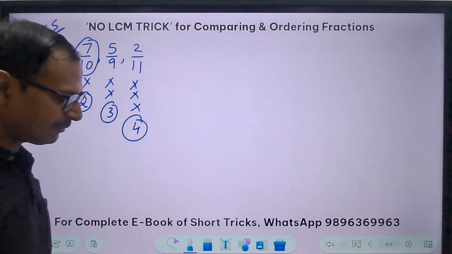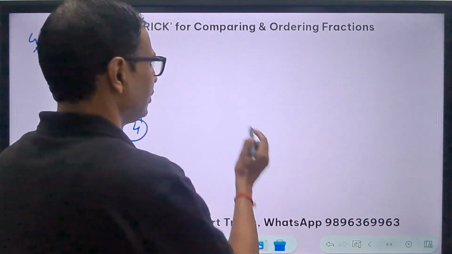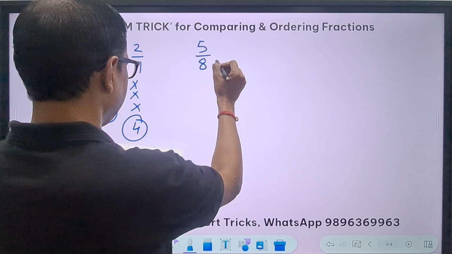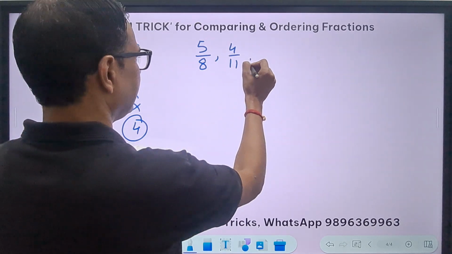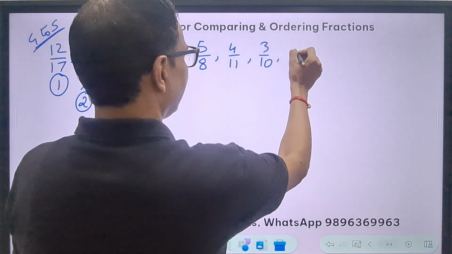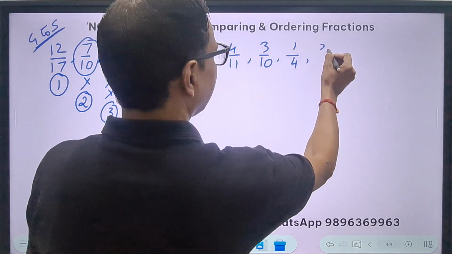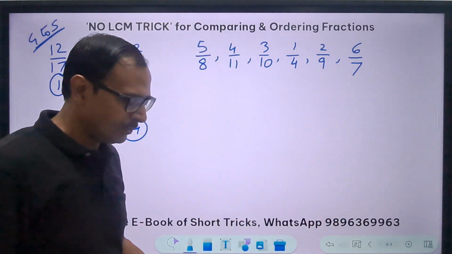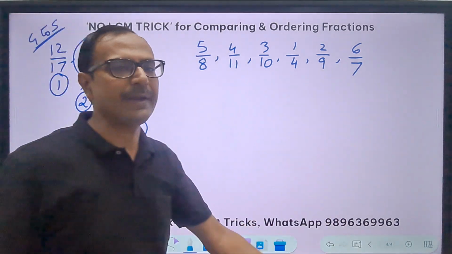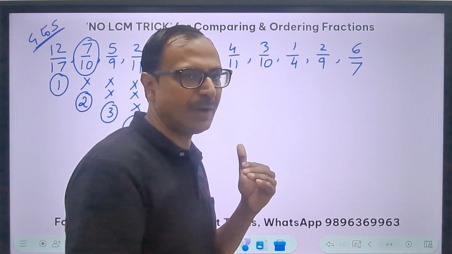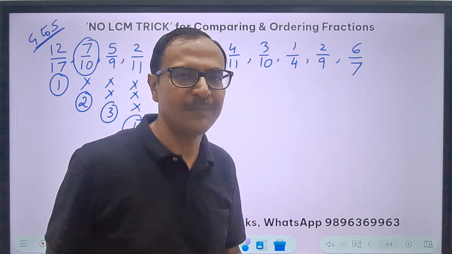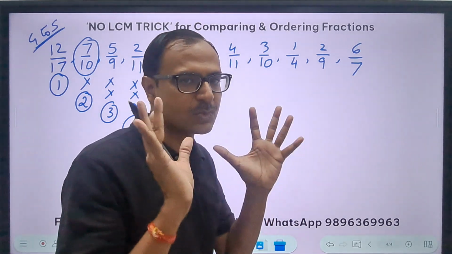Likewise, if you have more than say 4 fractions, you may have questions in the CBSE exams, say like 5 by 8, 4 by 11, 3 by 10, 1 by 4, 2 by 9 and say 6 by 7, and we need to find the descending order again. Say descending is when you have the highest one first and the lowest one at the end. So I want to find the highest one.